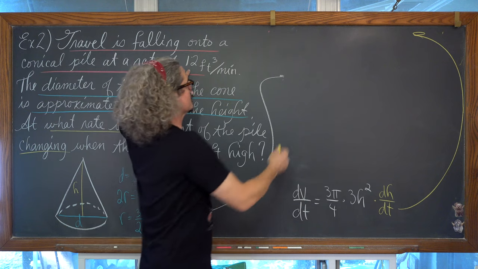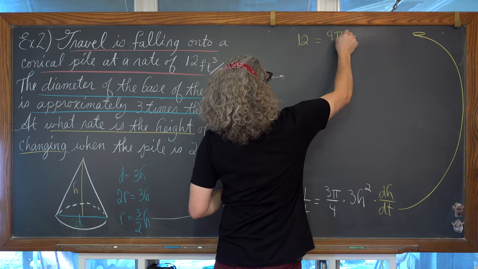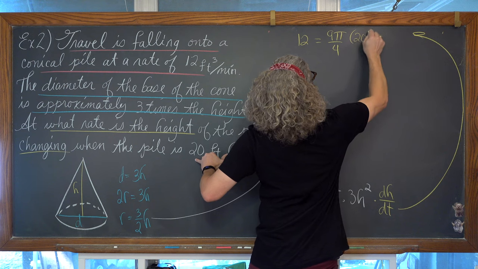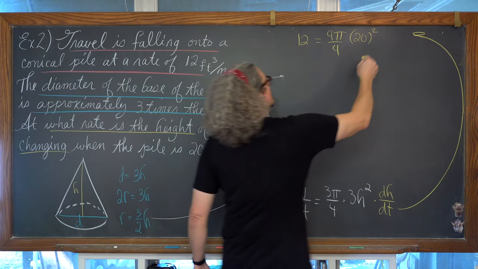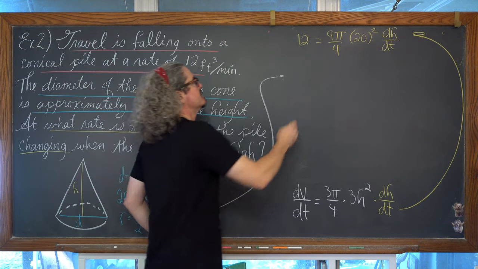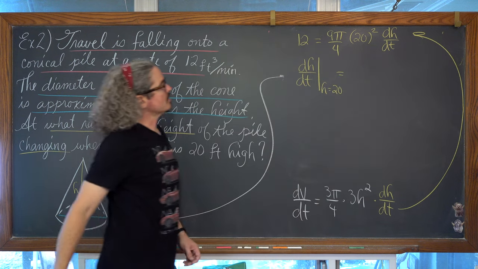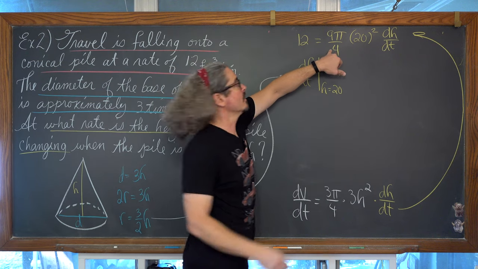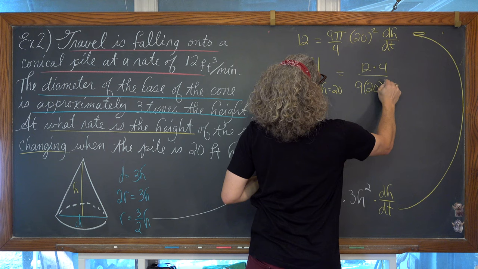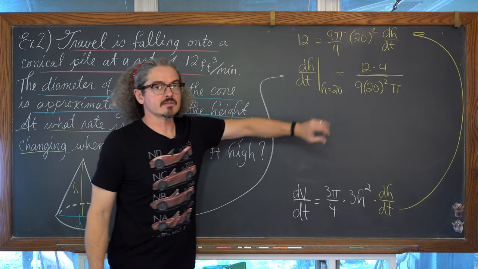dV dt is equal to 12 cubic feet per minute. That's equal to 3 times 3 is 9, pi over 4. We have h given to us as 20 squared. And then we have that dh dt. So we have dh dt when h is equal to 20 is equal to, now what I'm going to do is take this 12 and multiply it by 4. So we have 12 times 4 over 9 times 20 squared pi.